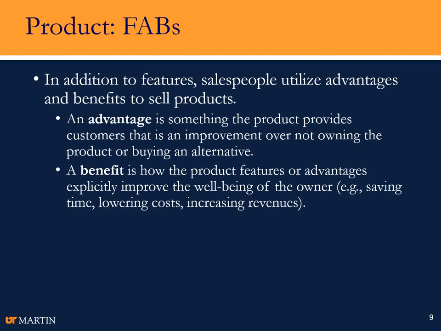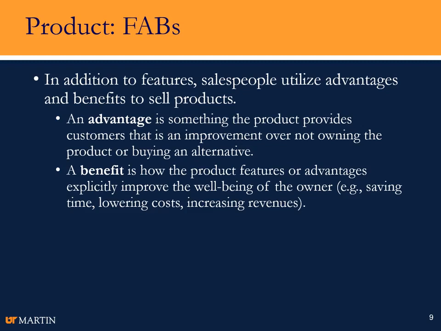The benefit is how those features and advantages affect the potential owner, the buyer of the product. So this is where you're going to use the feature. Say an apple has nutrients in it. Those nutrients are going to make you healthier, and the benefit is that you will have to see the doctor less. If you're talking about a riding lawnmower, you're going to speed up your lawn care, and you're going to have more time. So the benefit is that you have more free time.